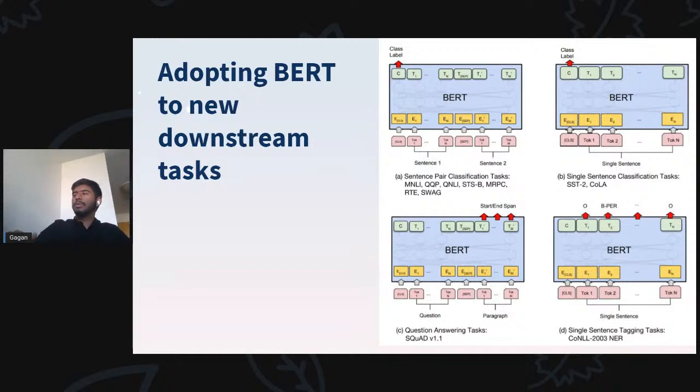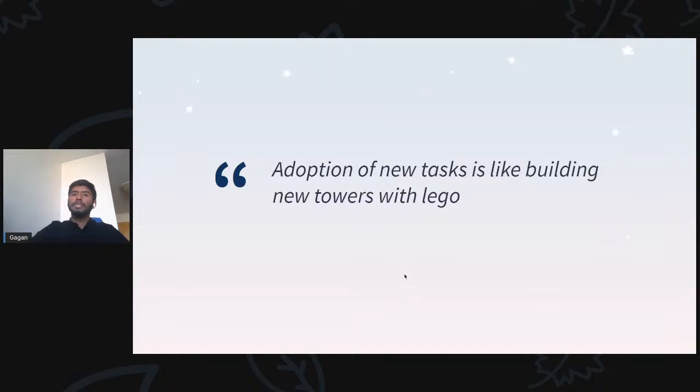And finally, if you want to implement a single sentence tagging task, which is NER, we can use a different data set here as well and get the results. So basically, adoption of new tasks is like building new towers with Lego. As I mentioned before, transfer learning allows us to use a pre-trained base model and build a new model out of it, and that is how we can build new models.